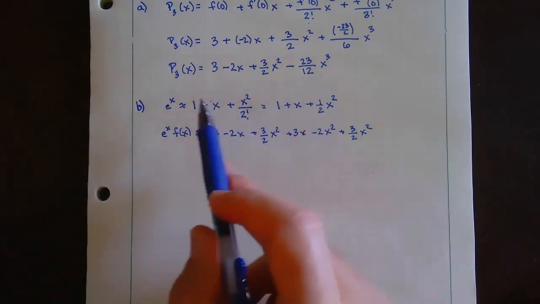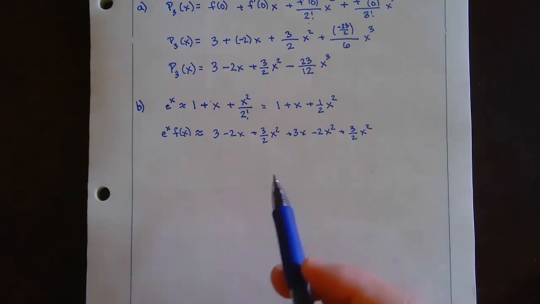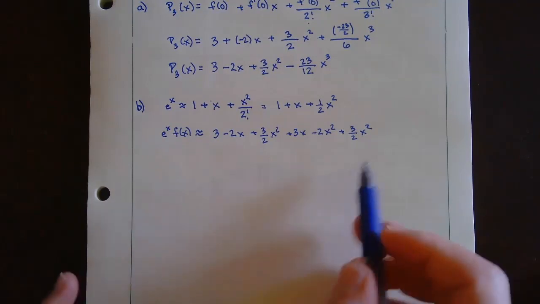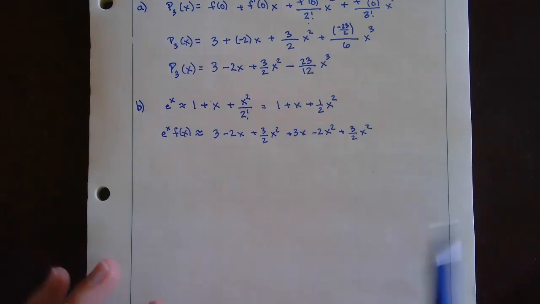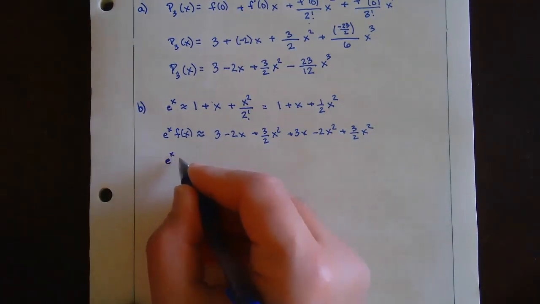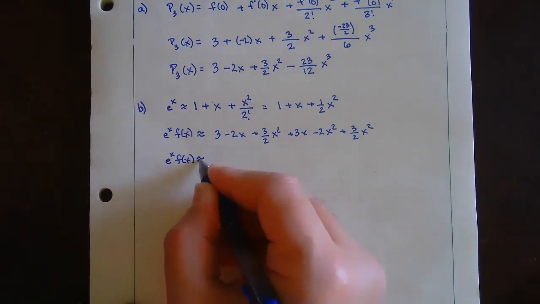If you write these from lowest power to highest power, which you probably did, that's how we normally write them, and you start multiplying, once you get past that higher power, all the rest are going to be higher power. Now, this is perfectly fine. I would say they would count this as an answer. I am going to clean it up a little bit. So e to the x f of x can be approximated with this second degree Taylor polynomial.